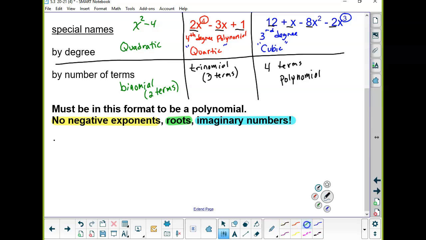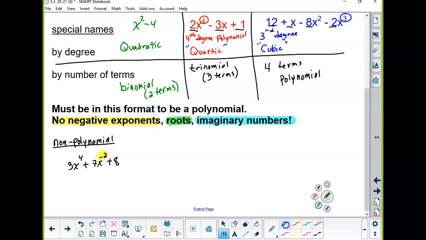So, an example of what we'll call a non-polynomial would be something like this. 3x to the 4th plus, now so far that looks okay, right? 7x to the negative 2 plus 8. That negative 2 throws everything off, and it's no longer a polynomial because of that exponent.